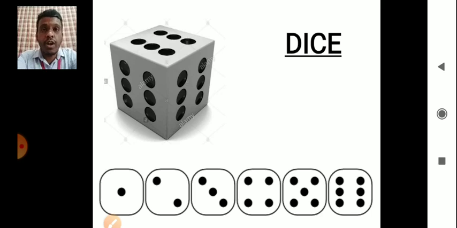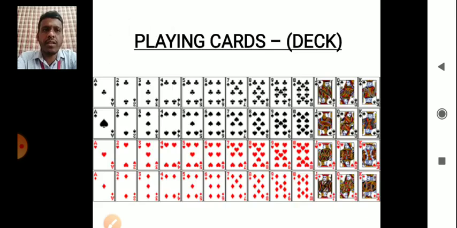Just like when you tossed a coin once, your sample space was either a head or a tail, so you had only two things in the sample space. Here you have six things in the sample space, that is 1, 2, 3, 4, 5, 6. So this is the concept of dice. Let's move further towards the next thing, that is playing cards.